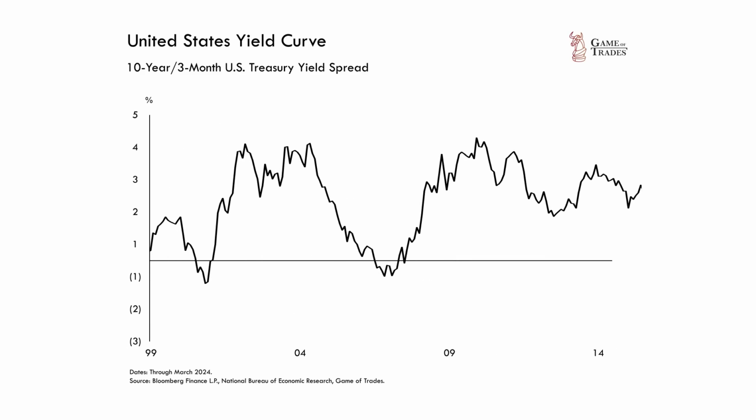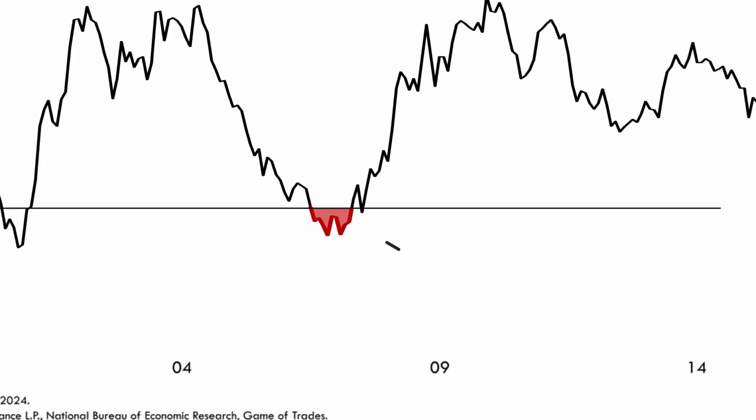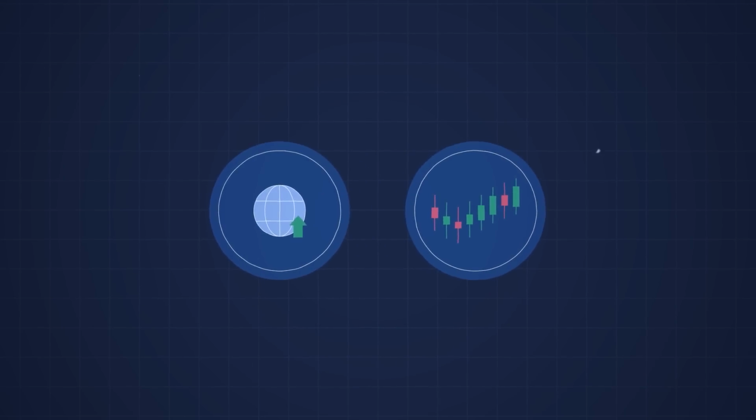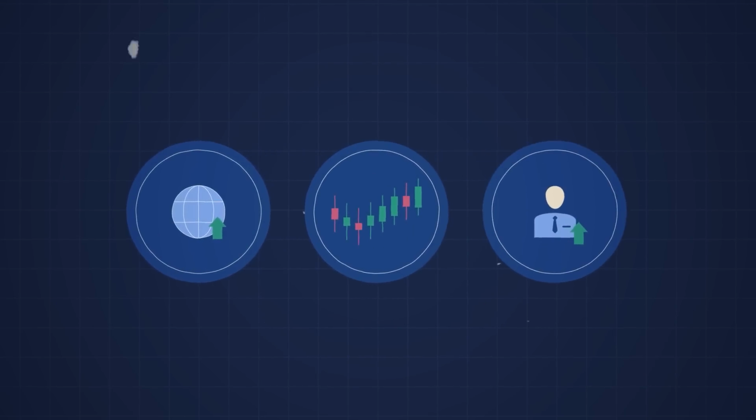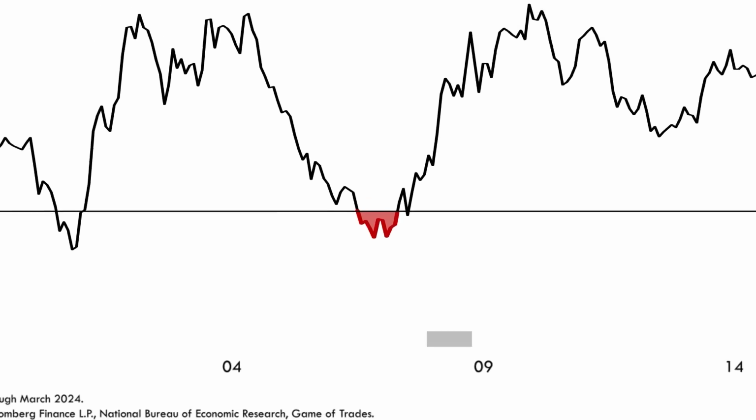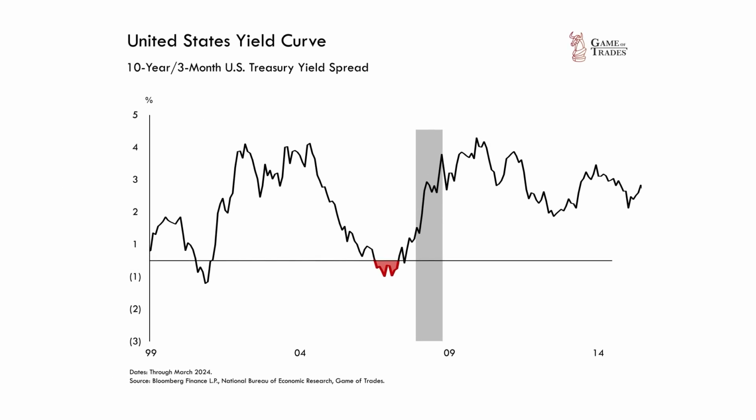But if we look at what happened in 2006, the yield curve stayed inverted for around 530 days, and throughout this period, the economy was doing well, the stock market was making new highs, and the unemployment rate was low. But this prolonged yield curve inversion was also then followed by one of the largest economic downturns since the Great Depression, with the stock market dropping by a staggering 60%.